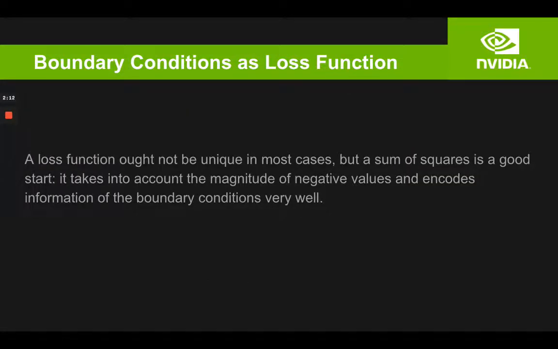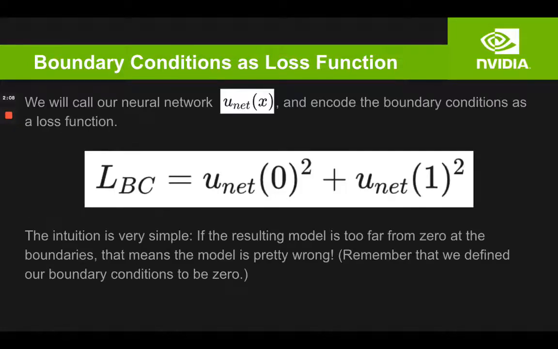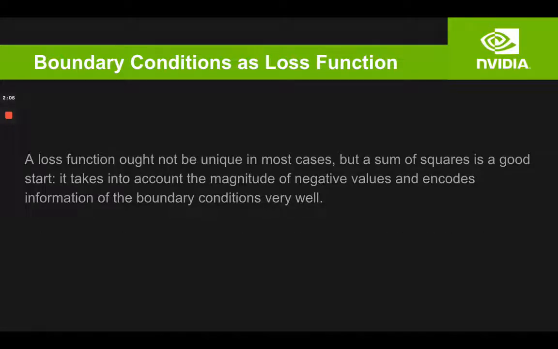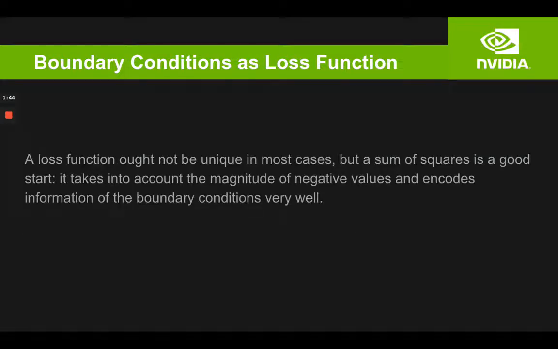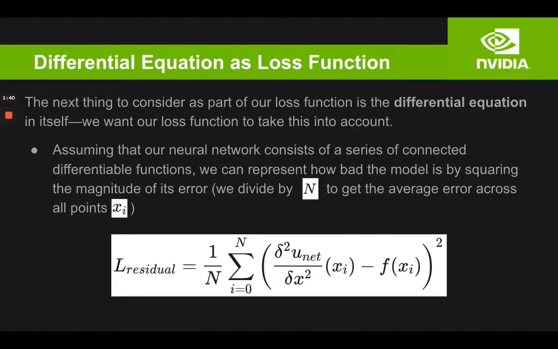A loss function ought not to be unique in most cases, but a sum of squares, in this case, is a good start. It takes into account the magnitude of negative values, because we're squaring them, and encodes the information at the boundaries very well. But we could have taken the absolute value as opposed to squaring the errors, but you gotta be clever about how you define your loss function. The better you define it, the better your approximation is going to be. But this is good enough in this case.